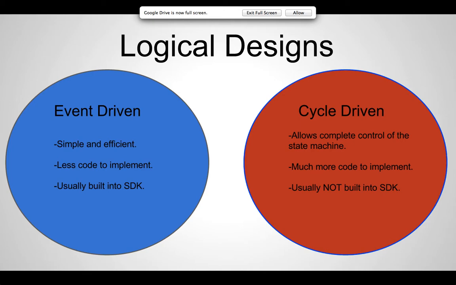Cycle-driven is where you divide your code into different states, and we create a state machine. There's the on start, on update, on play, on pause, and on resume. There's a lot of code to implement, and it's not usually built into the SDK.